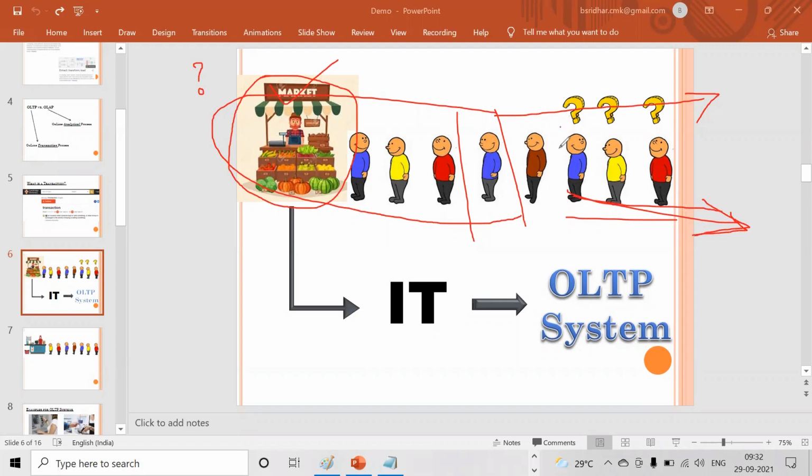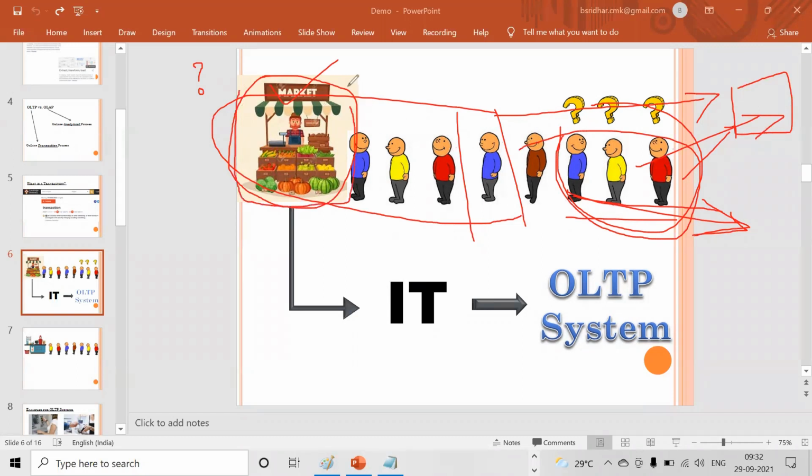Let's say these people found, okay, we need to wait half an hour here to get the service. And if they walk for another 10 minutes, there is another store. Then rather than waiting for half an hour here, they'll go to that store and purchase whatever they want. Then this particular store is losing business, right? So this is what they understood.